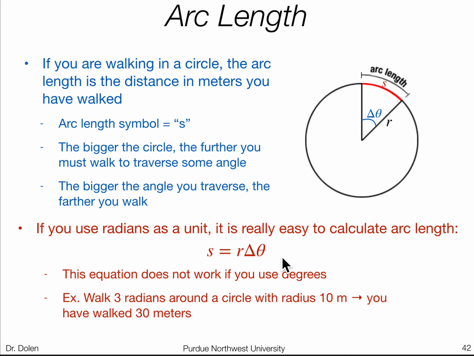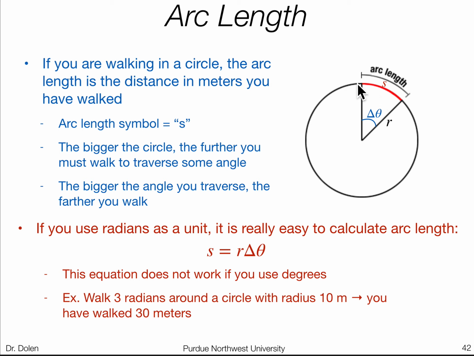Okay, so here's our equation. The arc length S, the distance in meters, is equal to the radius of the circle times the angular displacement, delta theta, in radians. So if I walk 3 radians, if delta theta is 3 radians, and the radius of a circle is 10 meters, then 10 meters times 3 radians tells me S is 30 meters. All right, so that's how I figure how far I've walked here.